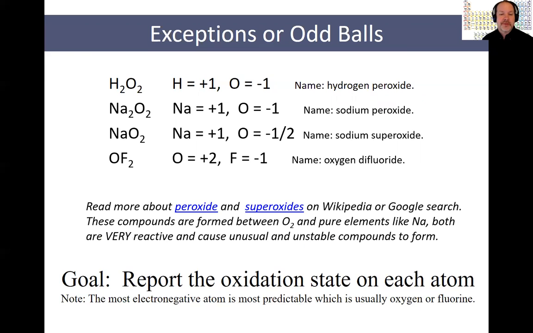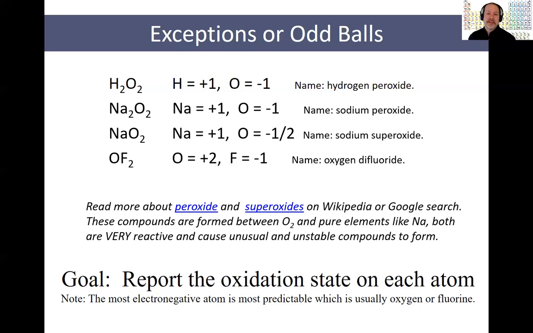If you want to learn more about peroxides and superoxides, I suggest you search those words on Wikipedia or Google. And typically, we get these oddballs because these compounds are very reactive. They're made from oxygen, O2, very reactive, and elemental sodium and potassium are very reactive. So you end up with some unusual and unstable compounds.